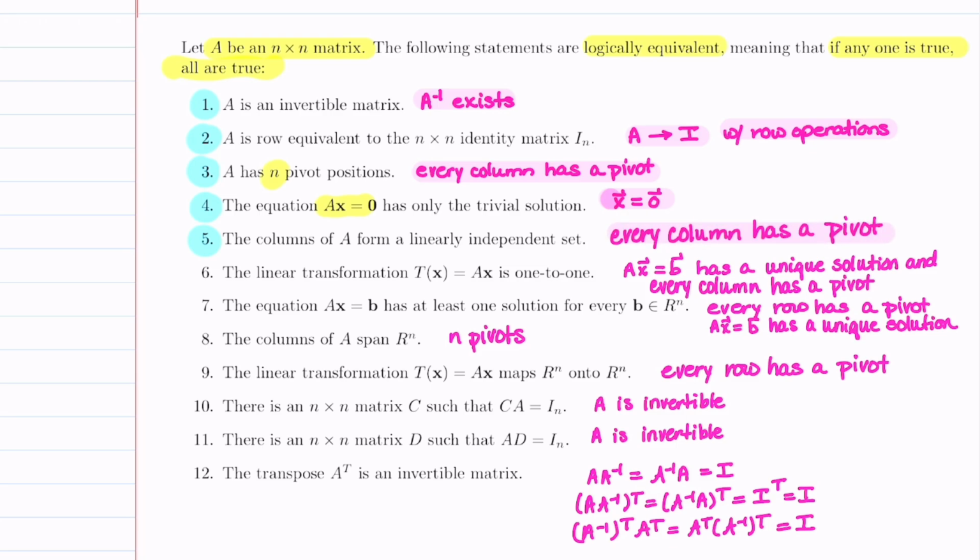The sixth statement is about a linear transformation, and it says that the linear transformation T(x) = Ax is 1 to 1. When a linear transformation is 1 to 1, Ax = b has a unique solution, and every column has a pivot. The seventh statement says that the equation Ax = b has at least one solution for every b in Rn.